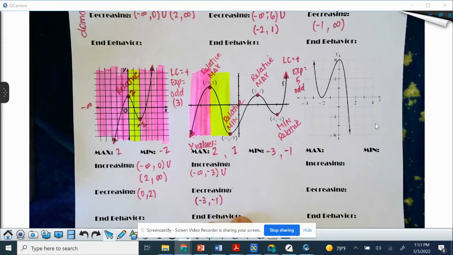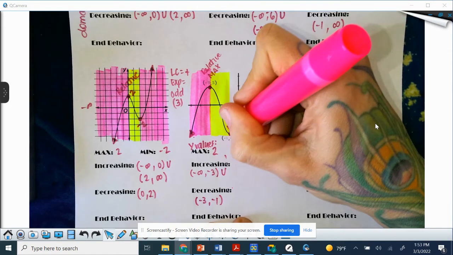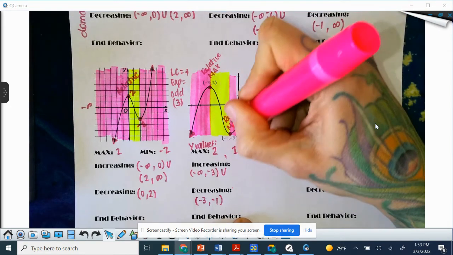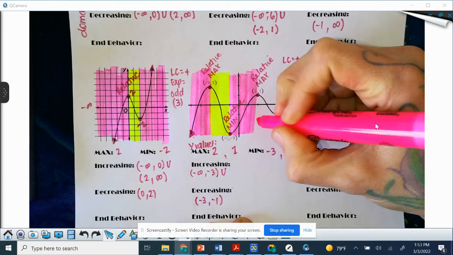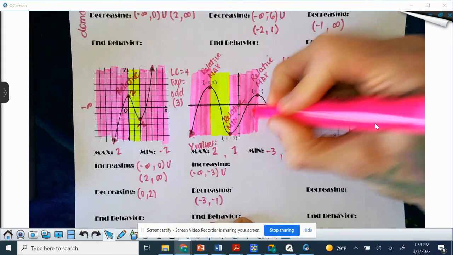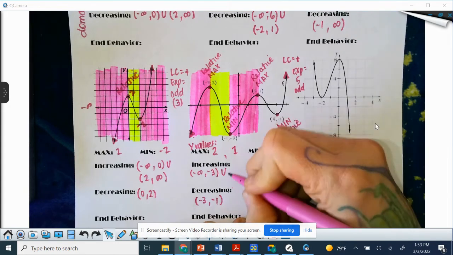And then it's going to start to increase again because it turned. So from -1, go all the way over until I hit my next point, and that x value is a 2. So from -1 to 2.